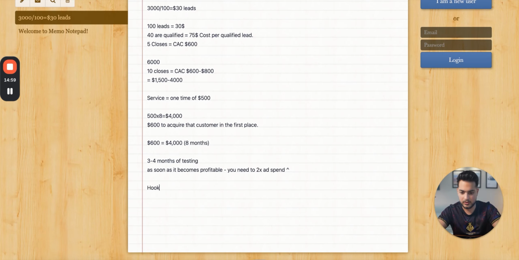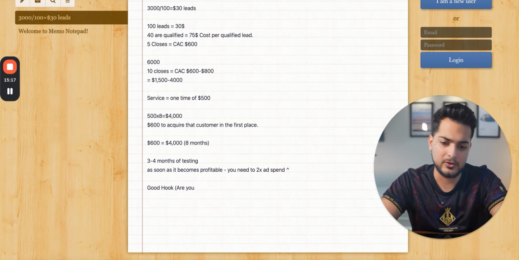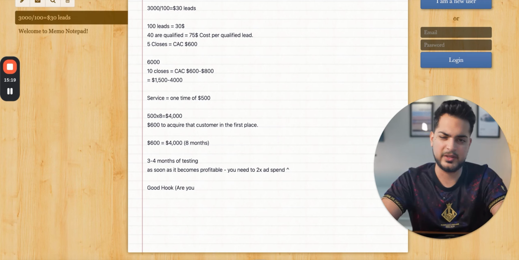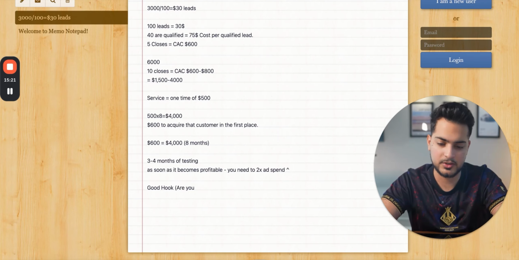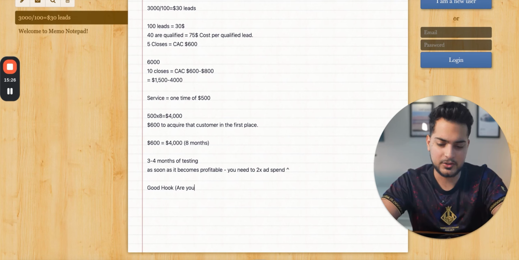So I'm going to just write this down here, a good hook. This is going to be extremely important, because not everybody watches a video at 100%. Some people only watch it at 30% or even 40%. So a good hook. Are you looking for an apartment here in Houston? Something like that. So we have to make sure that the hook pretty much hits. If you're in Houston, I have a fantastic offer for you. Something like that. The hook needs to hit.